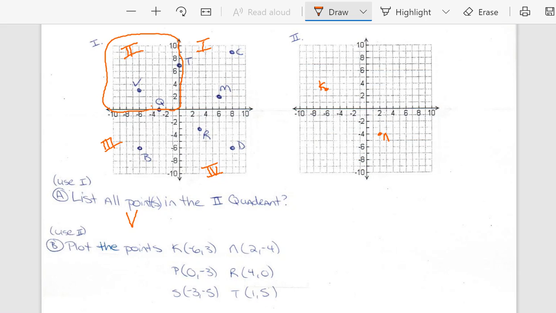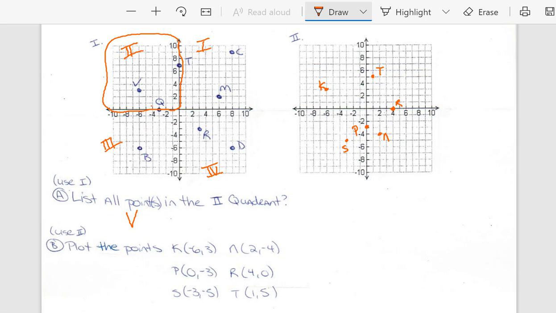Again, feel free to pause the video and try to plot them yourself, and then check your answers. 0, -3. This is P. 4, 0. So R. S, and lastly 1, 5 for T. All right, so that's what that should look like when you plot those points.